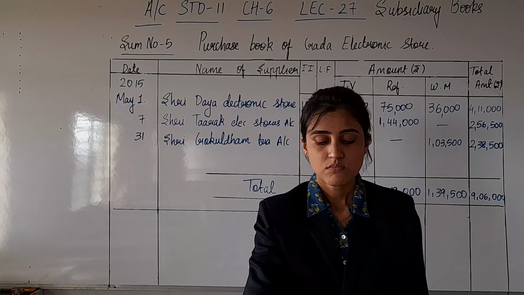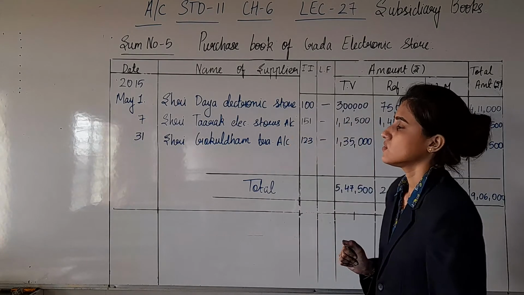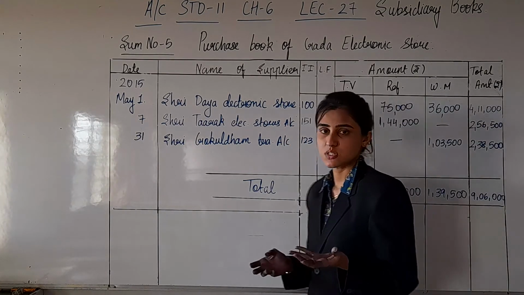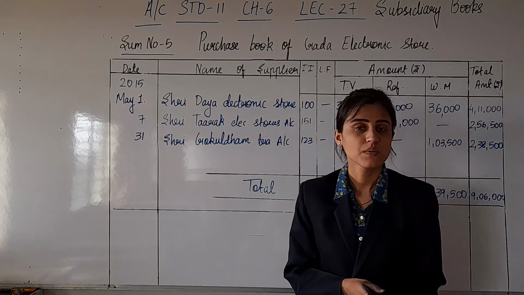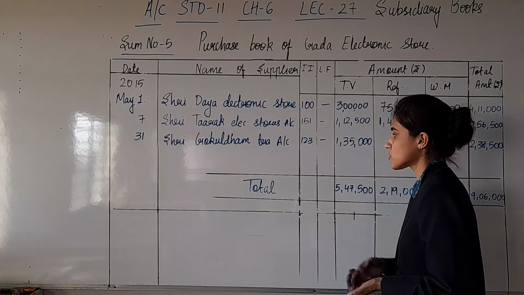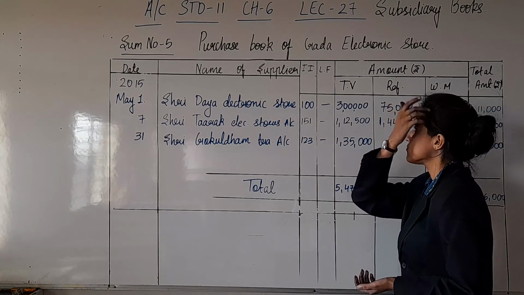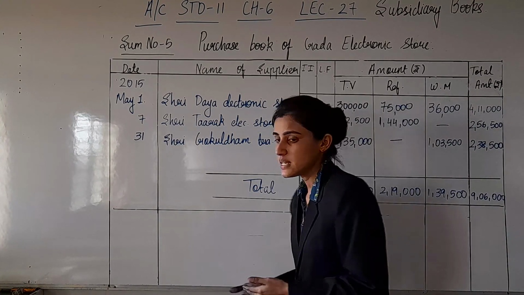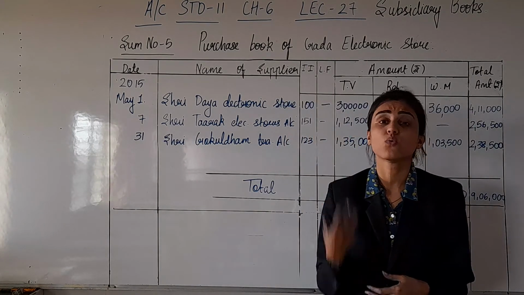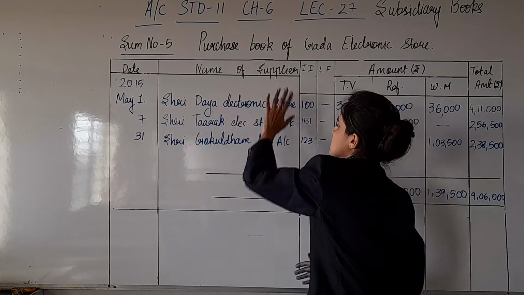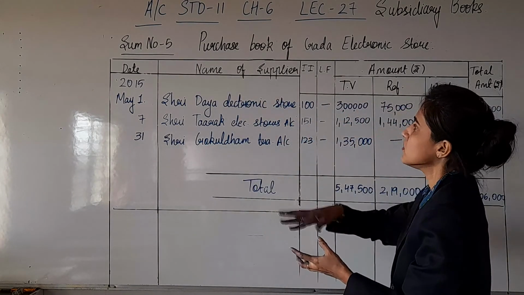Okay. So just like we have purchase book, we are also having sales book, which is a subsidiary book. The second subsidiary book is a sales book. All the rules that we have learned for preparation of purchase book are applied even in sales book, but the only change is that here we have the name of supplier and there we have the name of customer.